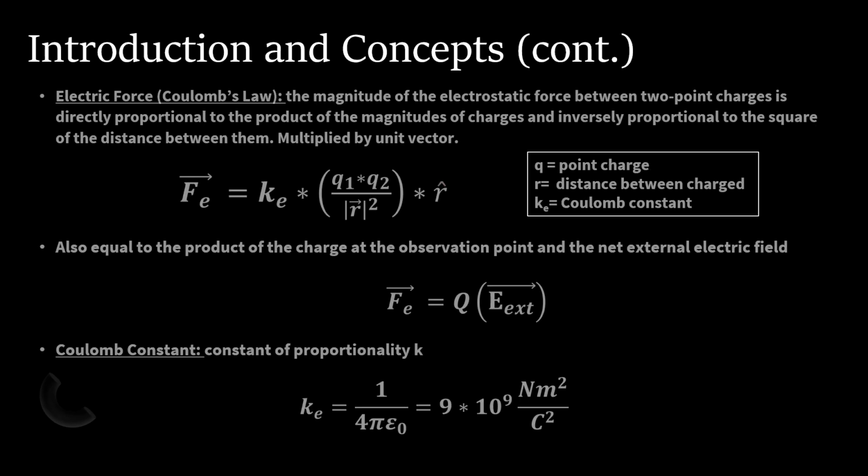Coulomb's law states that the magnitude of the electrostatic force between two point charges is directly proportional to the product of the magnitudes of charges and inversely proportional to the square of the distance between them, and is multiplied by the unit vector. The Coulomb's constant is the constant of proportionality and is represented by 9 times 10 to the ninth power Newton meters squared over Coulomb squared.